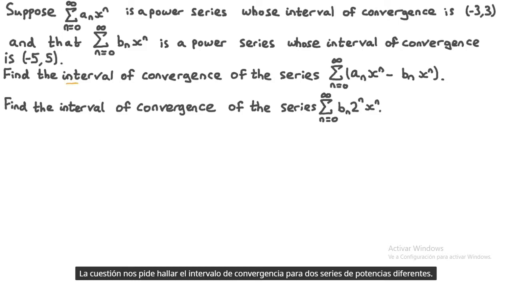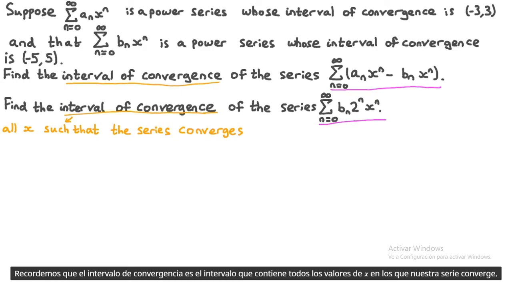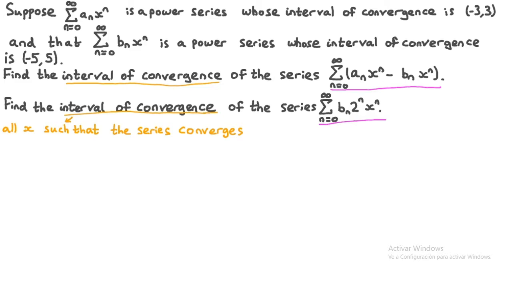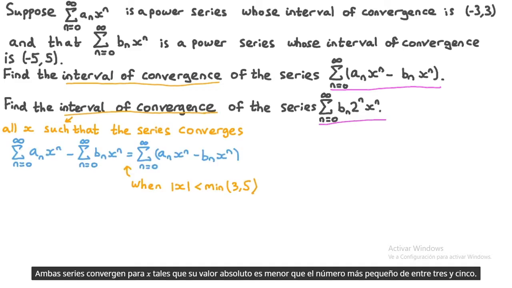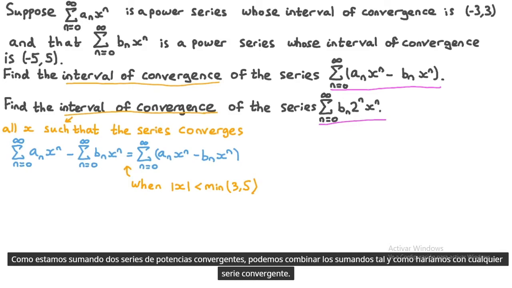The question wants us to find the interval of convergence for two different power series. We recall that an interval of convergence is an interval which contains all values of x such that our series converges. If both power series converge, then the absolute value of x is less than the smaller of 3 or 5. Therefore, since we're adding together two convergent power series, we can combine the summands just as we would in a regular series.